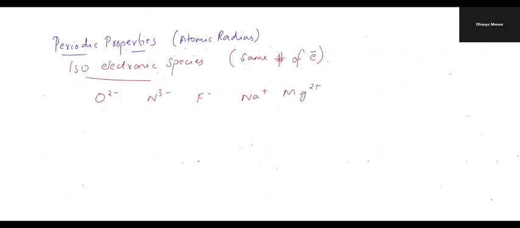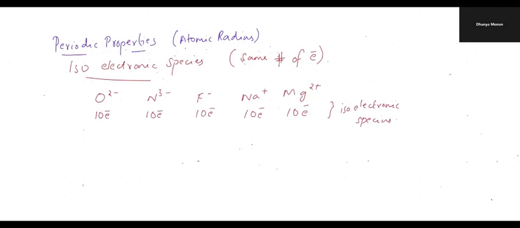Here this oxygen ion has 10 electrons, nitrogen has 10 electrons, fluorine has 10 electrons, sodium has 10 electrons, magnesium has 10 electrons. So all of them have the same number of electrons. They are considered to be isoelectronic species. Please remember the term because sometimes they use it in the questions. So you must keep in mind that those are species that have the same number of electrons.